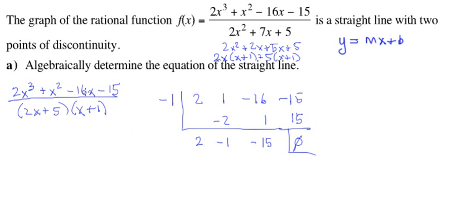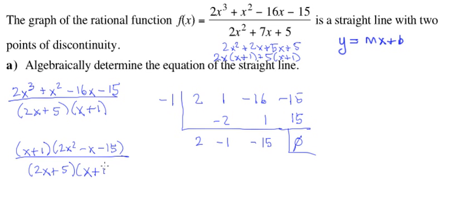And it means if we divide an x plus 1 out of the numerator, what's left behind is these pieces, 2x squared minus x minus 15. And our denominator hasn't changed. It contains 2x plus 5 and x plus 1. So there's our x plus 1s, which are canceling out everywhere except at -1. That's the reason for one of our discontinuities. Now there's another one we have to locate as well.